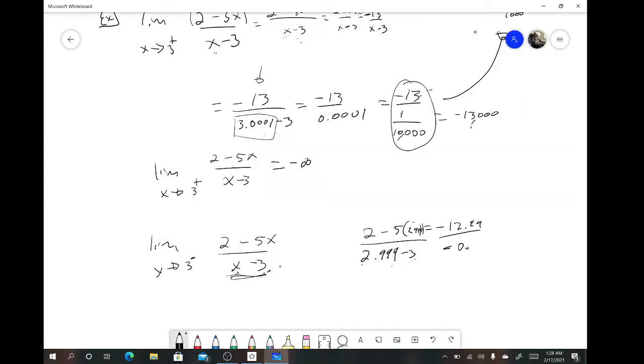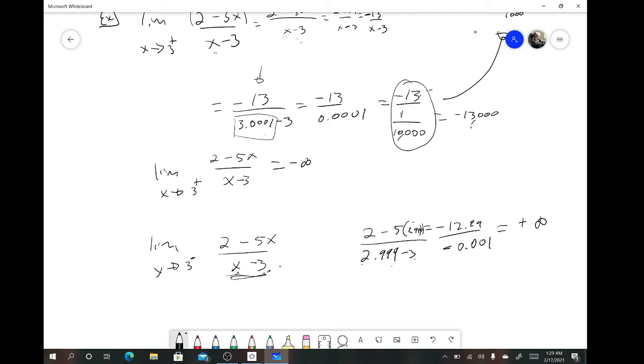So this is going to be 0.001. Here we can see that we're going to have the same situation as before, but here the numerator and denominator both have negative signs, so this is actually going to be a positive value in the end. So we're going to have a positive value, and this is again going to be increasing in amount. So it's going to be going to plus infinity.